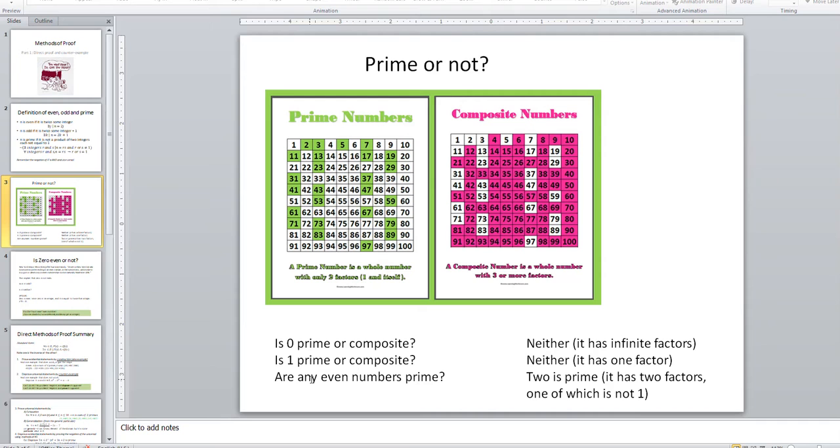And finally, are any even numbers prime? The answer is yes, because 2 is an even number. Why do we know 2 is an even number? Because 1 is an integer and 2 times 1 is 2. Therefore 2 must be even. We see that all of the even numbers are whited out in this case. This is the sieve of Eratosthenes, if you're familiar with that, except for the number 2 itself, because it has two factors, one of which is not 1. So the number 2 is a prime number.